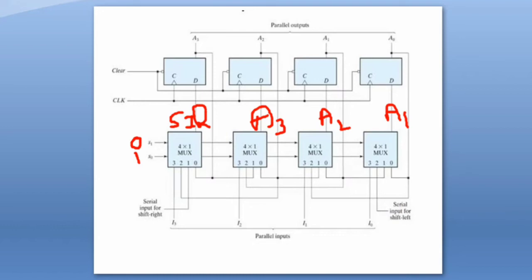Now if I apply the new input, that value will again be coming here. This SIR will be coming here. A3 will be coming here. A2 will be coming here. If you apply one more clock pulse, this SIR will be coming here. Whatever value is applied here, that value will be coming here. So these things will be coming out as a final output there.